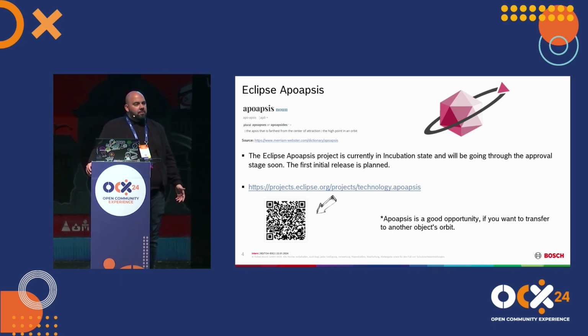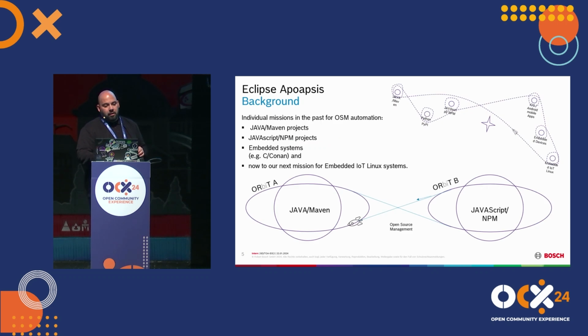And we'll later come to why we specifically chose this name, which is really relevant when you think about how things are going and what we're actually doing in the project. So again, you can follow the QR code if you're interested in who is contributing, who the committers are, and what it's all about in greater detail. But here we have this interesting notion that the apoapsis is a good opportunity if you want to transfer to another object's orbit. And that's a really nice segue to the next slide and what we did in the past, what we are currently doing, and what we hope we will be doing in the upcoming months and years.